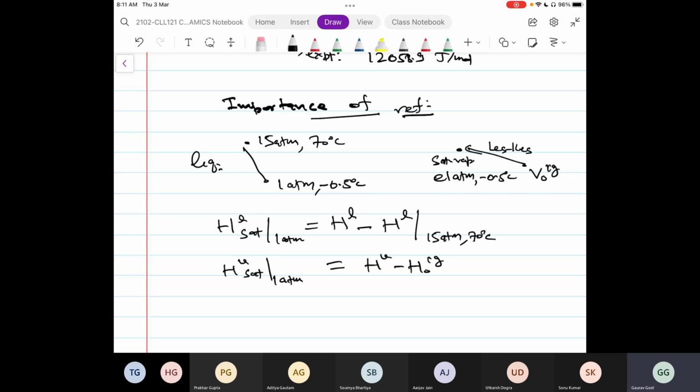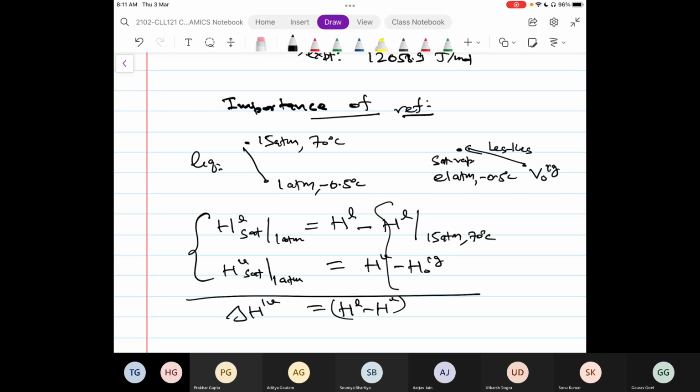Okay, and now if you subtract these two to get the enthalpy change of vaporization, you cannot simply write this as HL minus HV because these references do not cancel out. Okay, so that would be wrong. On one side I'm using liquid equation of state, liquid property change. On the other side I'm getting a vapor property change, and then I'm subtracting the two. The reference will not cancel out. I will not get the correct answer.